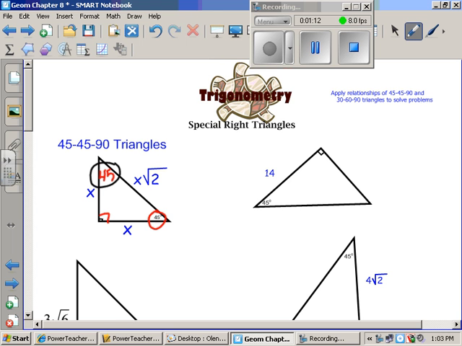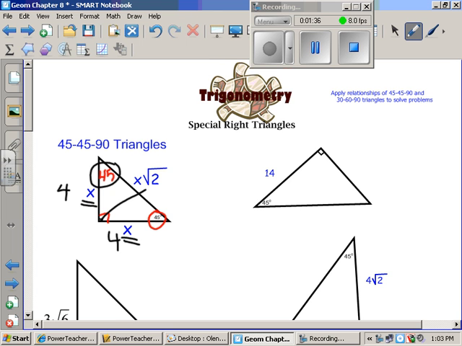All right? So the cool thing about a 45, 45, 90 triangle is, of course, it's an isosceles triangle, because remember, if the angles are the same, then the sides that are opposite those angles are the same. So whatever this side is, this side has to be the same. So if this is 4, this is 4. If this is 9, the other one's 9. They're always the same.